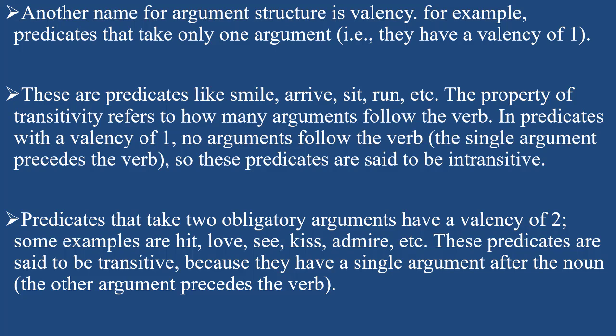So these predicates are said to be transitive, because they have a single argument after the verb. The other argument precedes the verb. For example, John loves Mary. So we have John and Mary. These are two arguments. So we can say that love in this sentence or any other sentence has a valency of 2. That is, it requires two arguments: one that precedes the verb and one that comes after the verb.